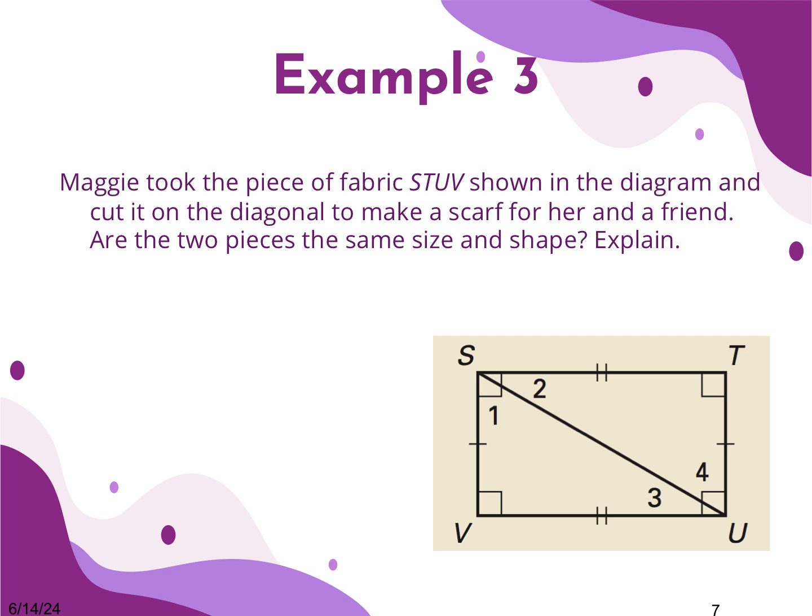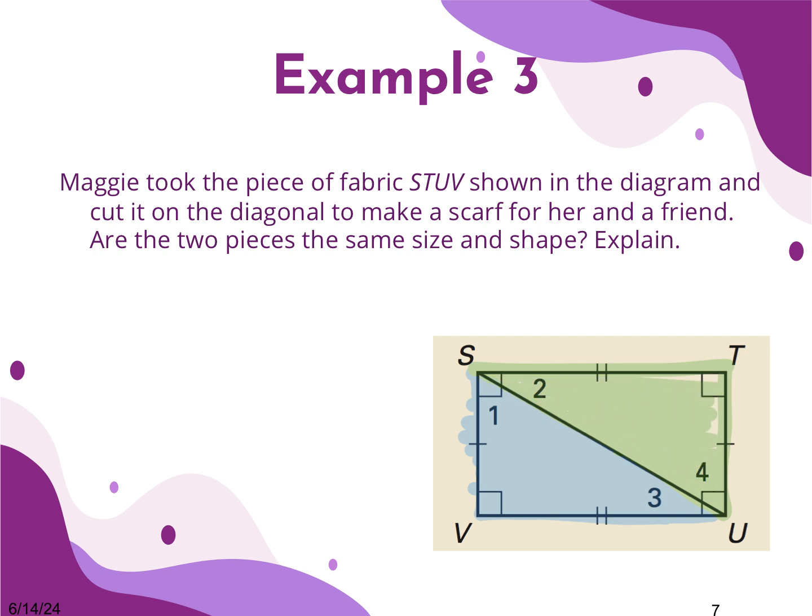on the diagonal to make a scarf for her and her friend. Are the two pieces the same size and shape? So let's go ahead and find what those two pieces are. So right now I have SVU. This is one piece of my triangle. And then I have STU.